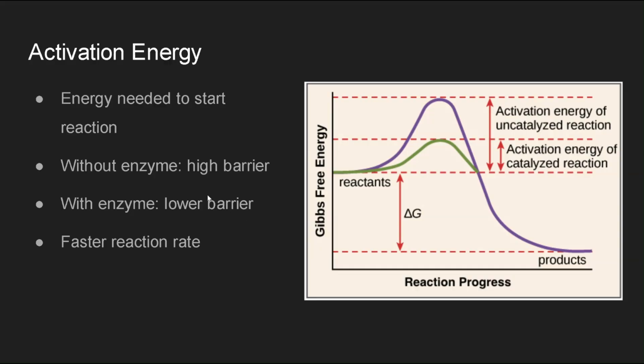Every chemical reaction requires activation energy, which is the energy needed to start the reaction. Without enzymes, this energy barrier is high, so the reactions happen very slowly, as represented by the purple line over here. Enzymes will lower this activation energy, which will make it easier for reactions to occur and increase the reaction rate, shown as the green line.